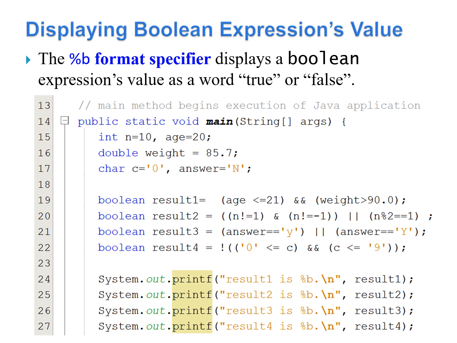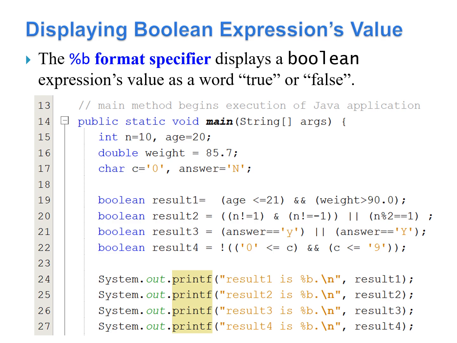By the way, I'd like to show you how to display a Boolean expression's value as the word true or false when you try to output them. The answer is very simple. You just need to use the %b format specifier. For example, here we have the Boolean variables result1, result2, result3, result4, as in the previous example. And now we want to print out the values of these 4 Boolean variables. To do that, we just need to use the %b inside the printf format string.